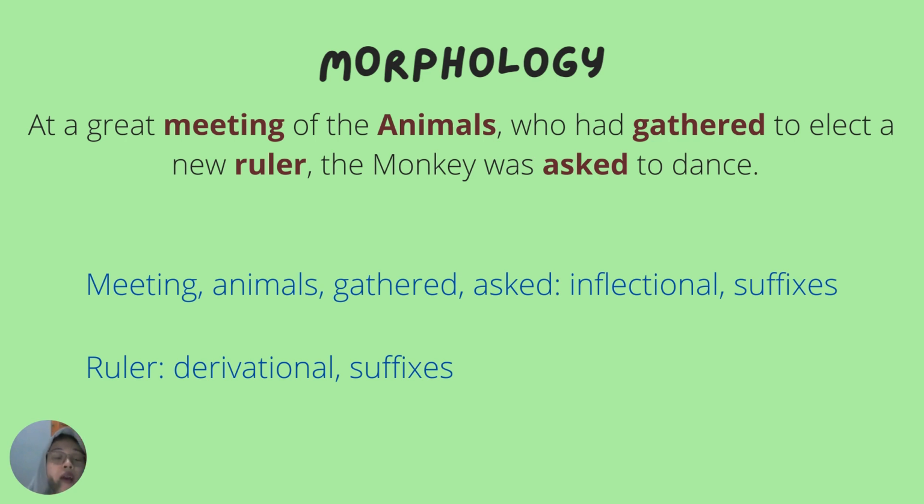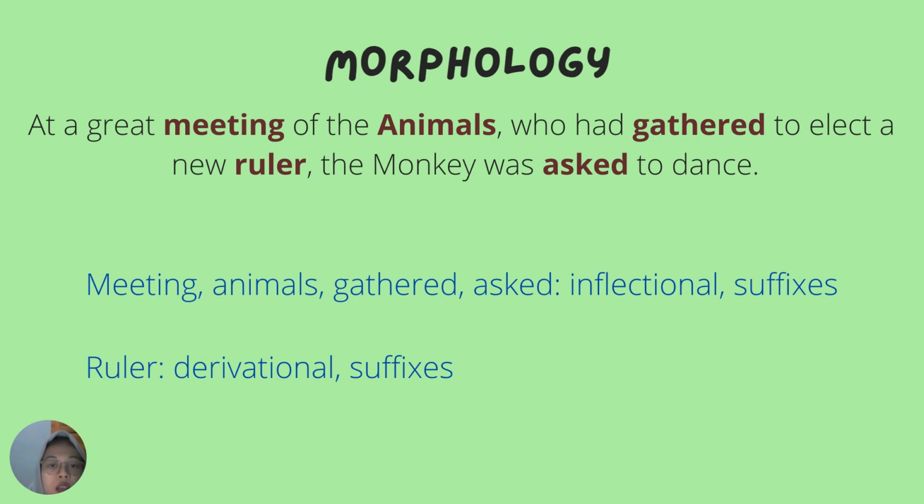While another word that I didn't bold means free morpheme, like greed, elect, knew, the monkey, was. They are free morphemes.